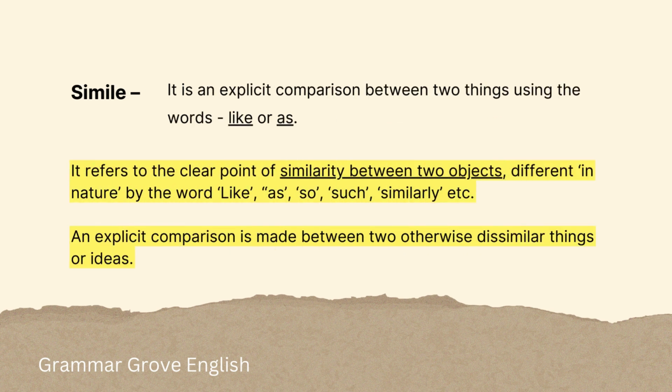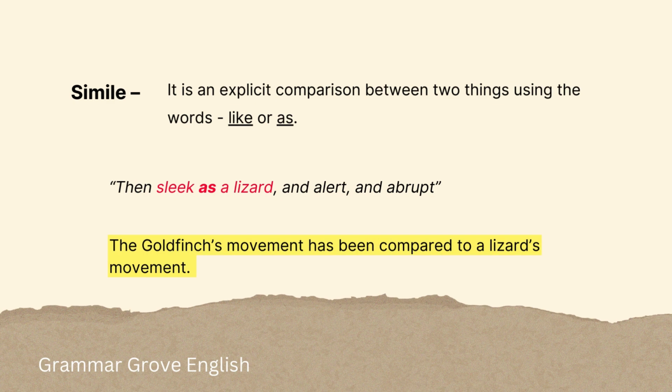A simile is an explicit comparison between two things using like or as. So, when two things are given to us and they have an explicit comparison between them, when we draw an explicit or outward comparison between two things, it is called a simile. And in case of a simile, we will see the words like or as in the phrase, such as sleek as a lizard. This is an example of simile in the poem.